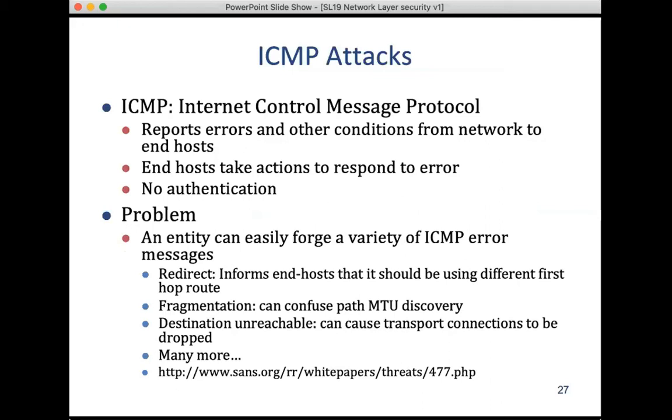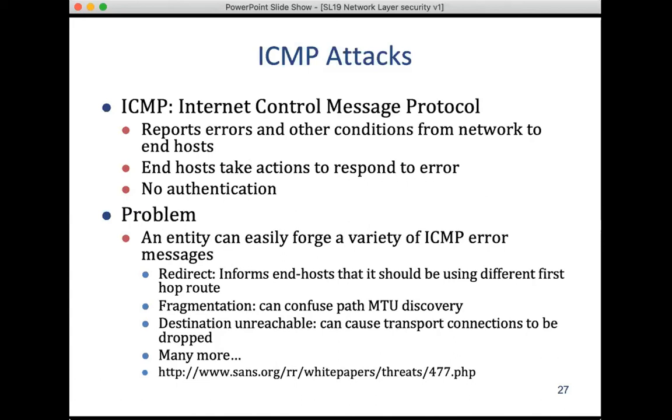ICMP stands for Internet Control Message Protocol, right? Essentially, these are the error messages that come from anywhere in between the route, between source and destination. Let's assume there is a machine that is not able to process the packet it has received for some reason. Then it will send the information back to the source machine that something has gone wrong. So these messages report errors and other conditions from the network to end hosts, and then end machines take actions to respond to the error.